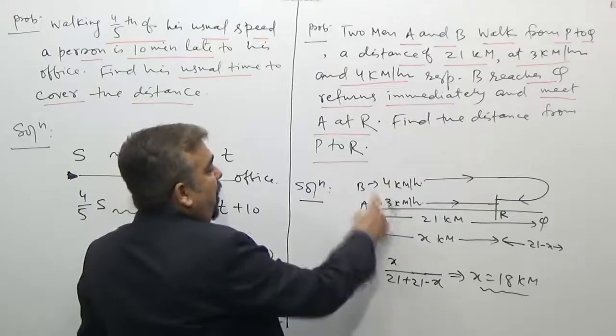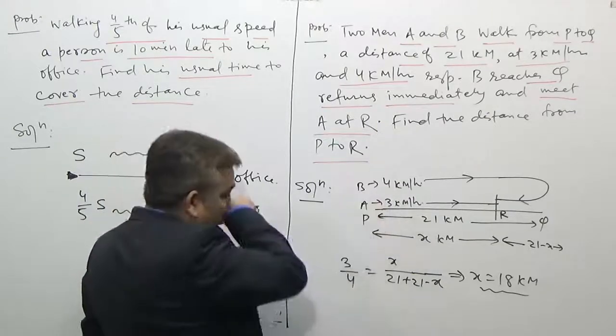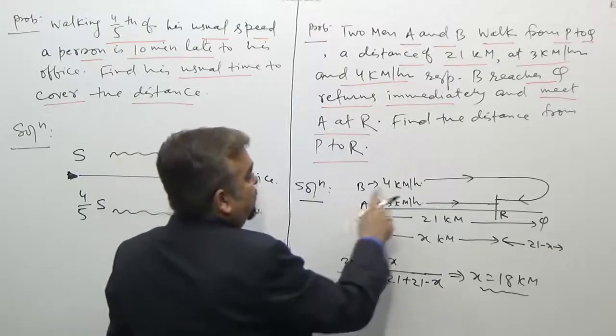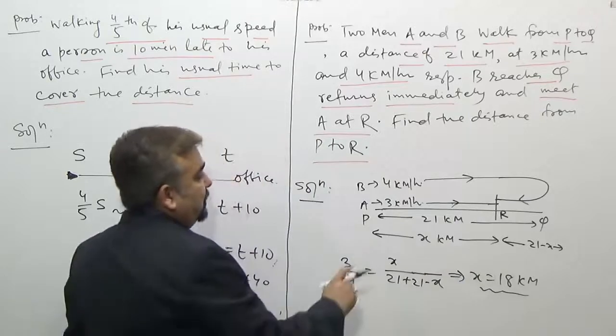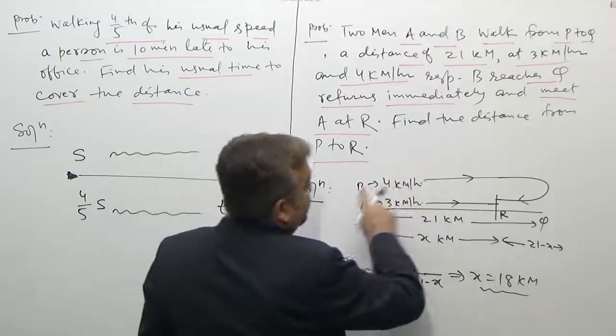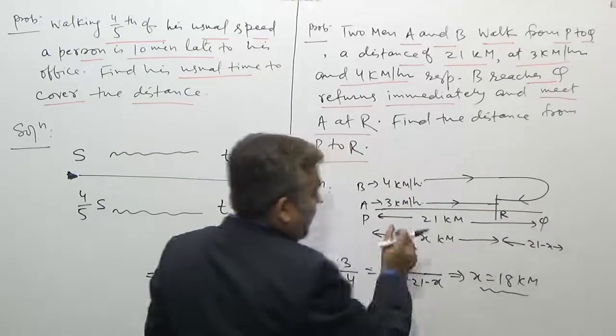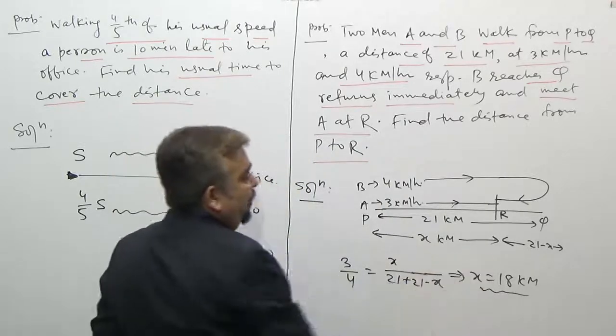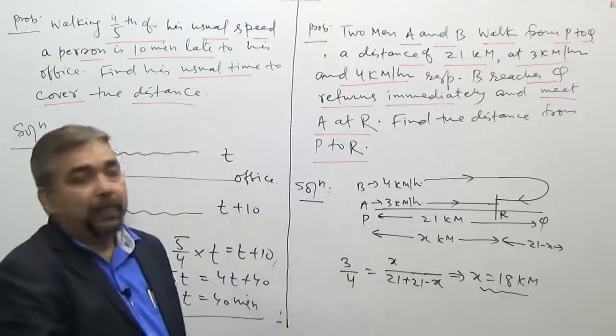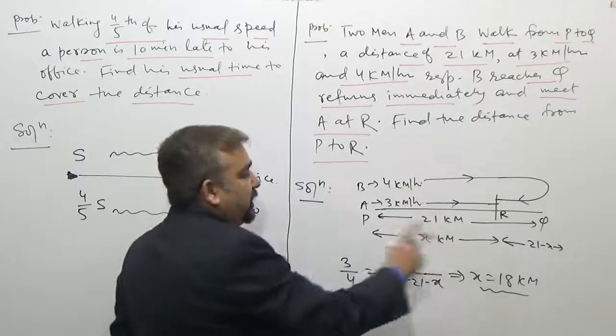So the ratio of speeds, that is 3 by 4, is equal to the distance traveled by A, x kilometer, divided by the distance traveled by B. This is 21 plus 21 minus x. And from here we get x equal to 18 kilometer. So the distance from P to R is 18 kilometer.